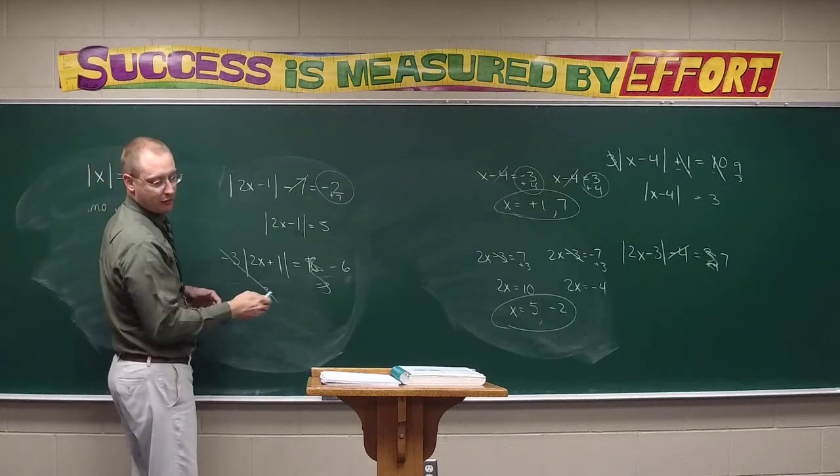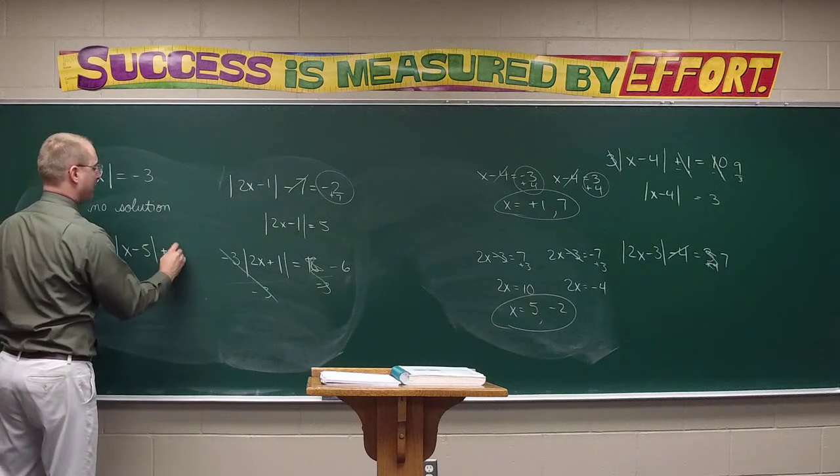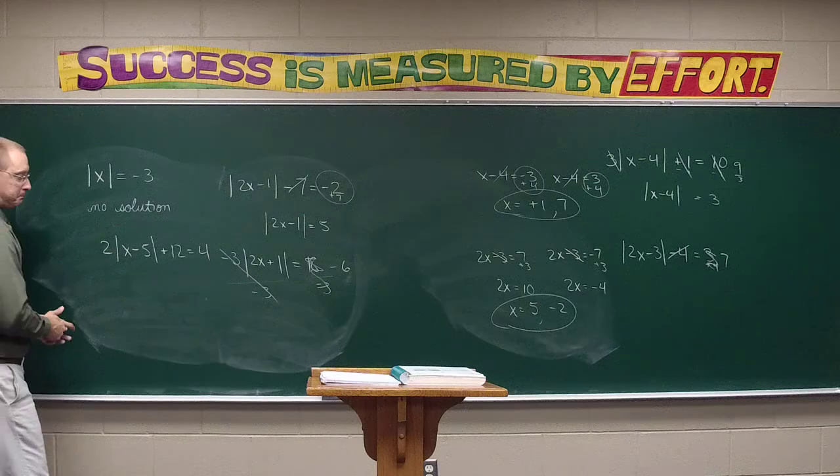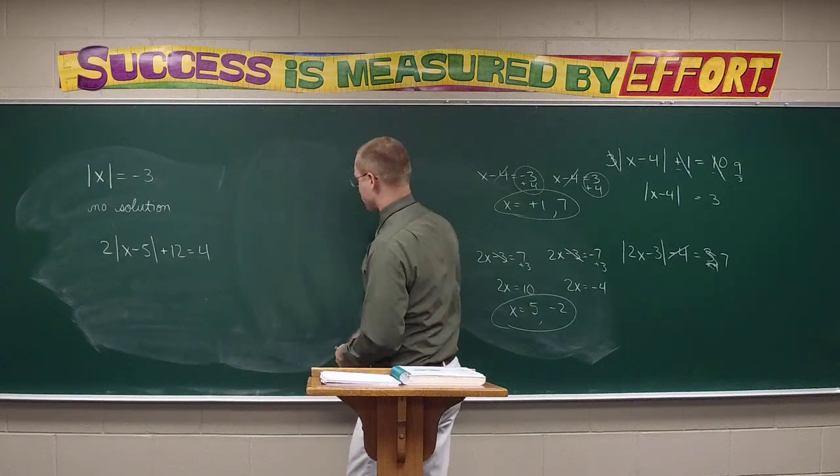Or something like, for instance, write this in your notes, 2 times the absolute value of x minus 5 plus 12 is equal to 4. Go and write that as an example in your notes. What's the first thing we have to do, class?